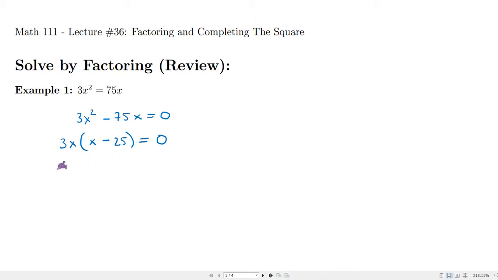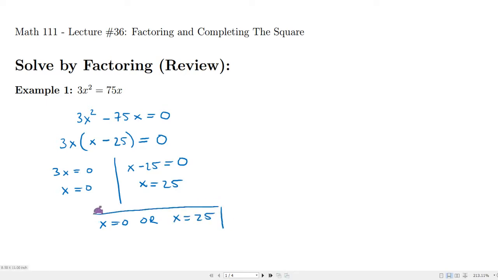And now the property of 0 would say that 3x is 0, or x minus 25 is 0. This would say x is 0, and then adding 25 over, we have x is 0, or x is 25, and those would be our two solutions.